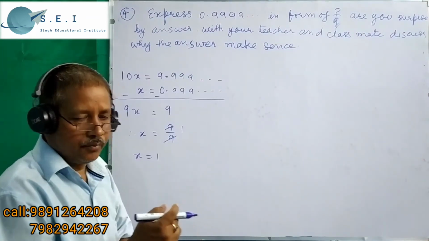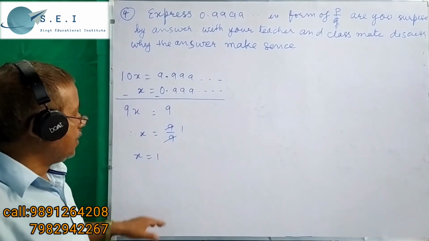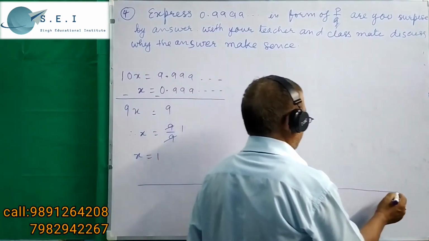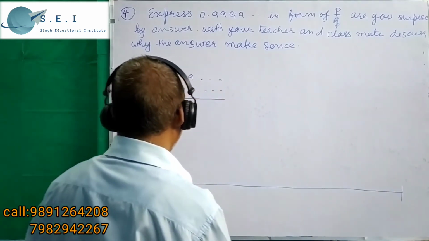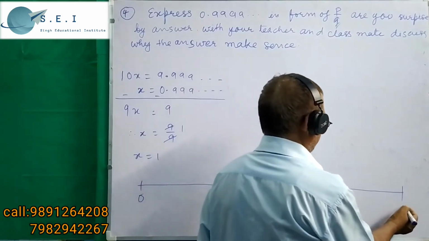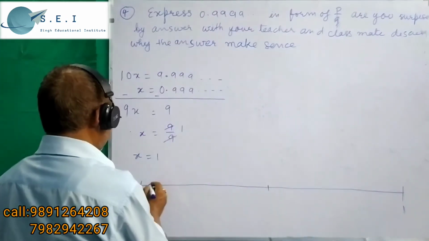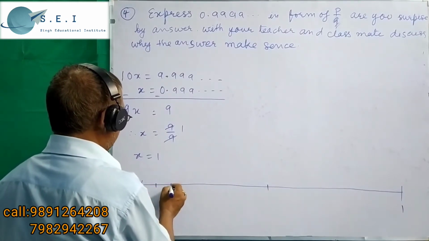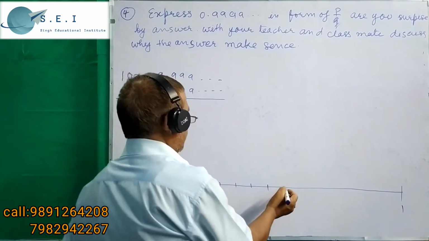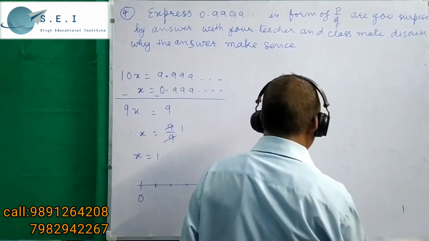Why is it so? According to me, to explain this answer, draw a number line. Draw a number line having 0 to 1. Cut it in 10 equal parts: 1, 2, 3, 4, 5, 6, 7, 8, 9, 10. Let here be 1.